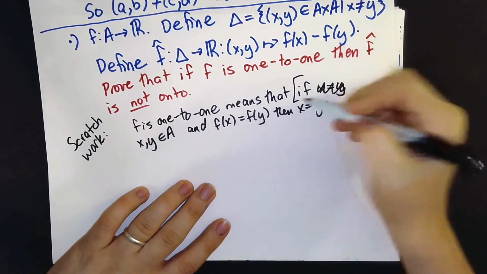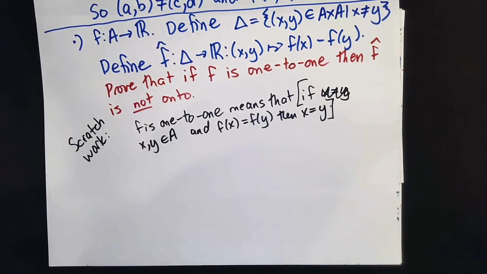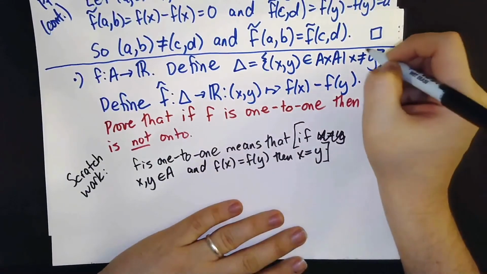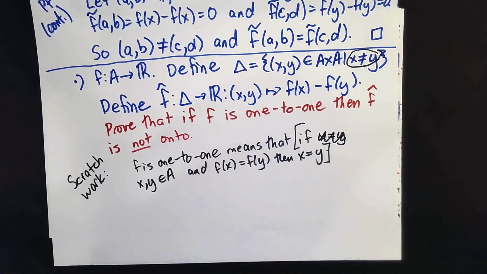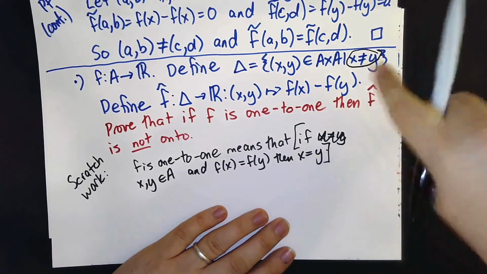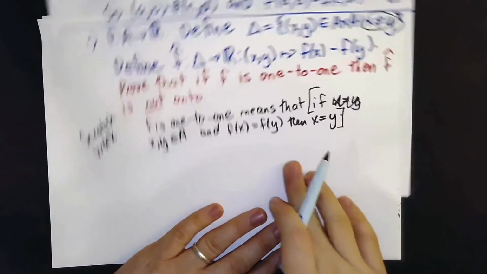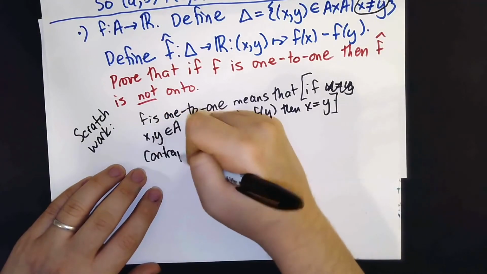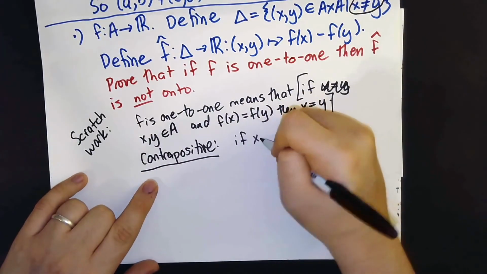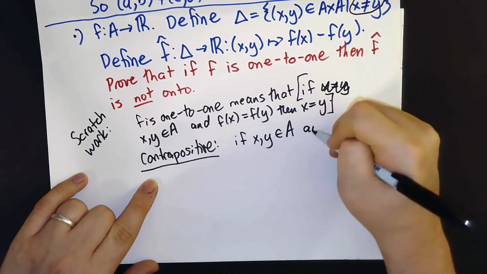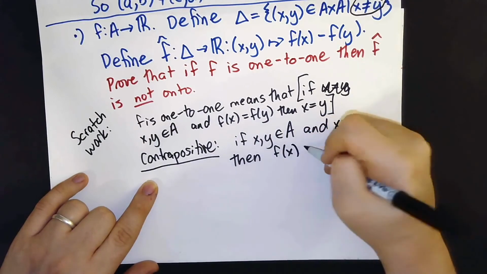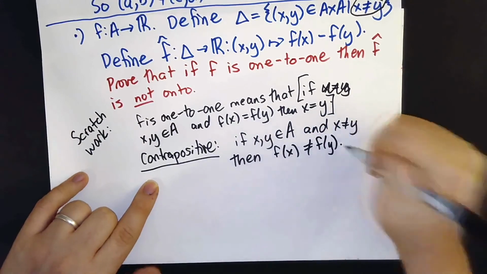I'm going to go ahead and replace this with its contrapositive, because in my setup here, I don't have x equal to y. I actually have x not equal to y, and I would prefer it if this definition looked as much like the thing I'm going to have to deal with as possible. So the contrapositive here is that if x and y are in A and x is not equal to y, then f of x is not equal to f of y.